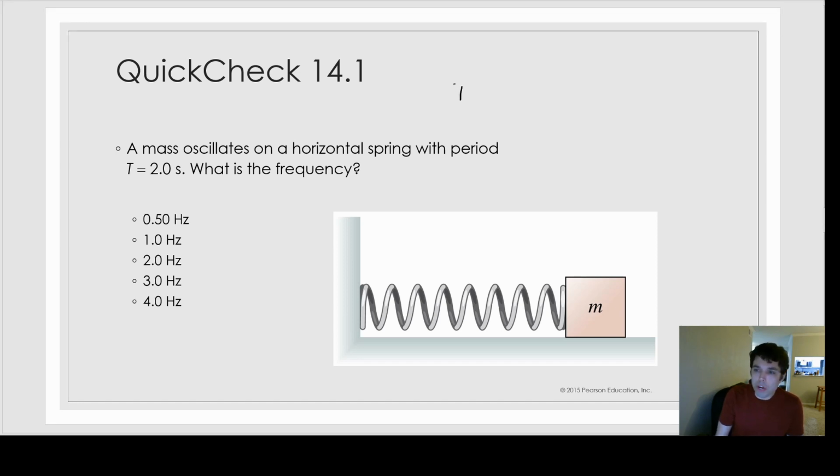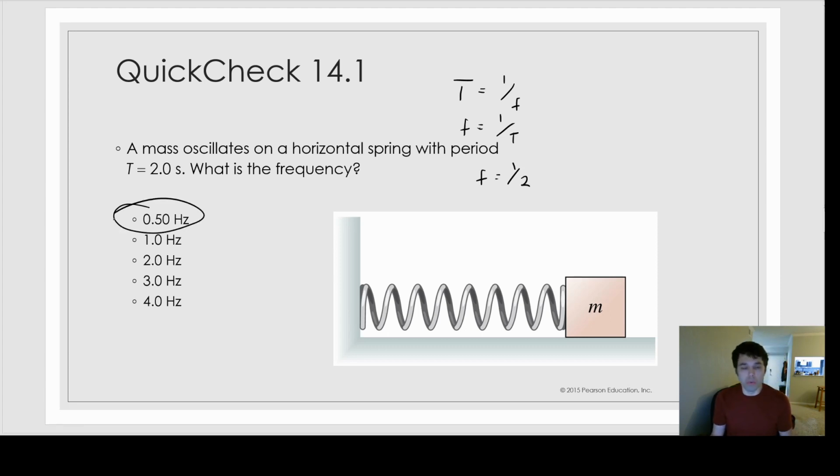All right, we know that period, capital T, equals 1 over frequency. Well, if period is 2, we also know that frequency is 1 over period. Period is 2, so that means frequency is 1 over 2, which is also known as 0.5 or a half. So half a hertz.